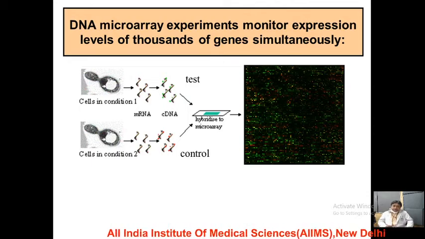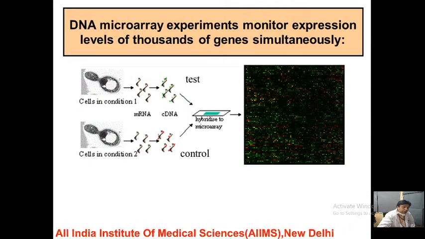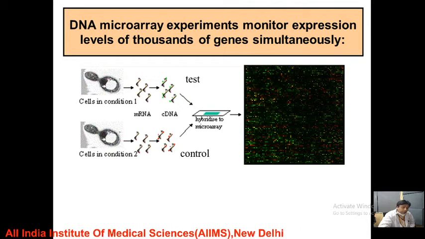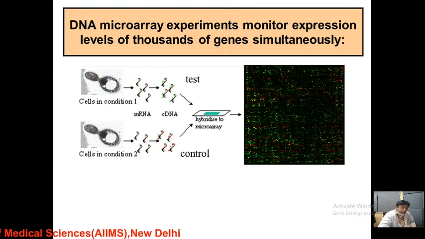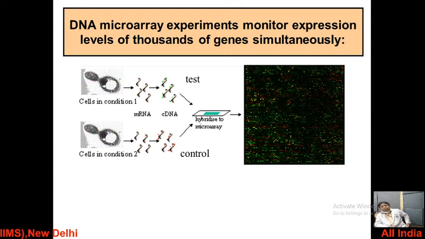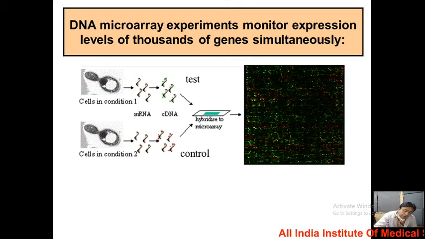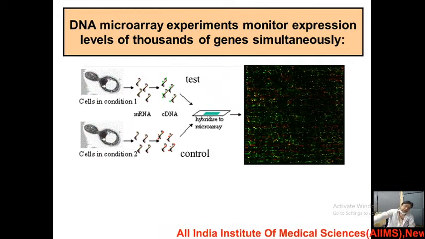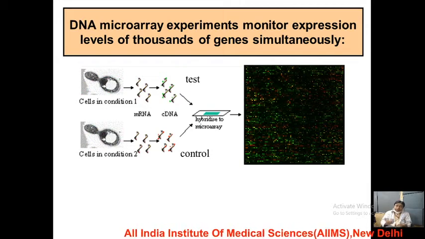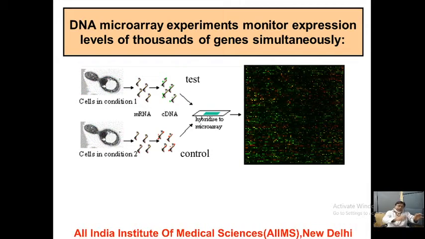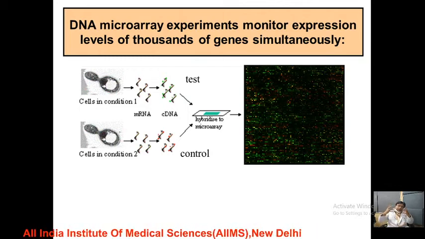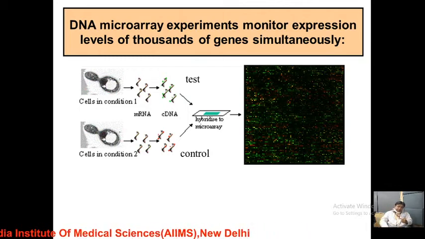So these are two different conditions: cells grown in condition number 1, cells grown in condition number 2. We are asking a very simple and basic question, in a very naive way: what is the change in the gene expression profile? How does the transcriptional landscape change? How does the transcriptome change? How does the RNA profile change when the cells are in one condition versus condition number 2? The easiest way of doing it is: cells growing in condition number 1, isolate the RNA from them. Cells growing in condition number 2, isolate the RNA from them.